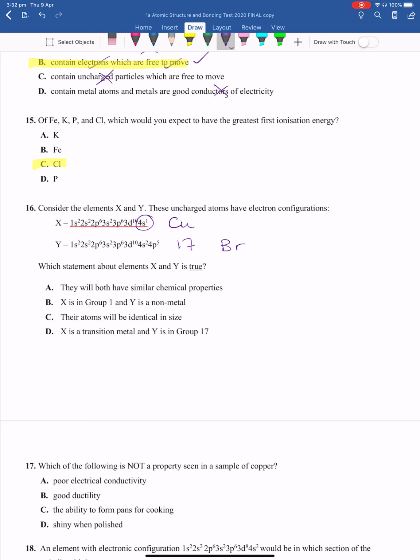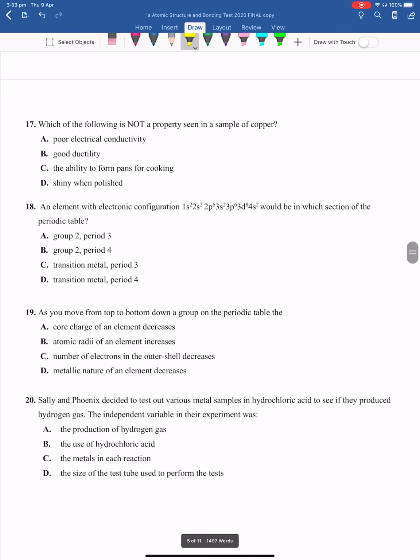So, will they have similar chemical properties? No, one is a metal and one is a non-metal. Is X in group 1? No, copper is a transition metal. Okay, so Y is a non-metal, yes, but X is not in group 1. They will not be identical size. X is a transition metal and Y is in group 17. So our answer that we were looking for here was D, and 85% of you got that one right.